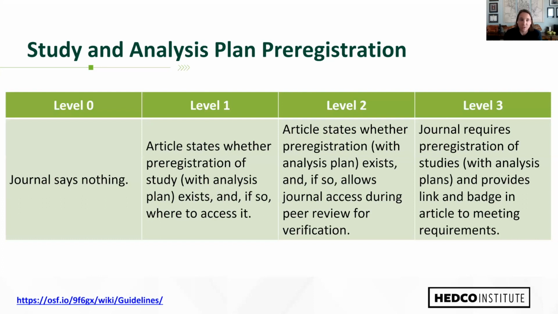At level 2, the article states whether this exists, and if so, it allows journals access during peer review for verification. So level 2 journals actually incorporate registration into their review of articles, and that can factor into publication decisions. And then level 3 requires registration of studies. So to be eligible for submission in a journal, you have to have prospectively registered your study and or your analysis plan.